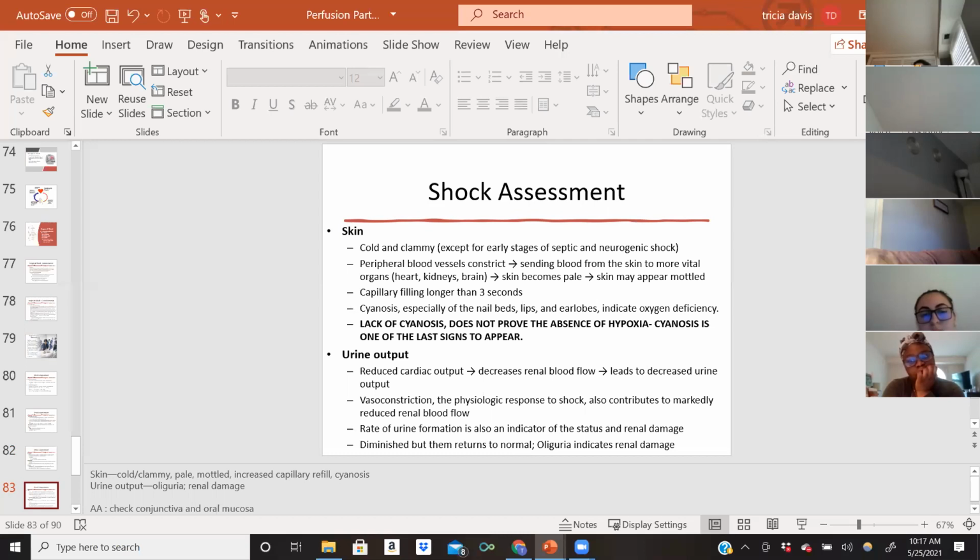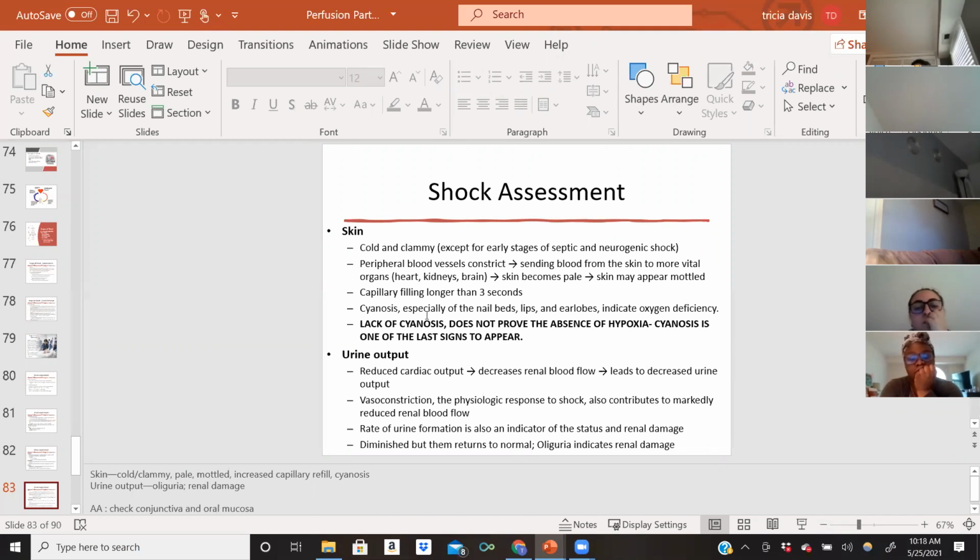We're going to see cyanosis, especially in the nail beds, the lips, and earlobes, which are going to be indicative of oxygen deficiency. A lack of cyanosis does not prove the absence of hypoxia. Cyanosis is always going to be the last sign that we see with shock. So it's a later sign. The lack of it does not mean that they don't have hypoxia. Hypoxia is a very early sign. You guys need to know that.